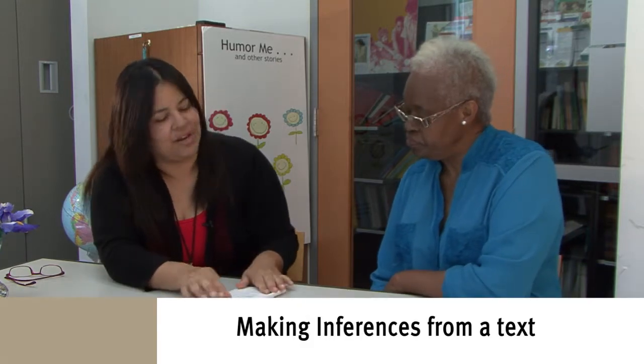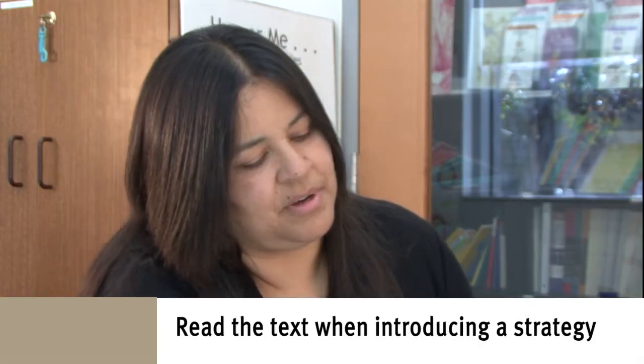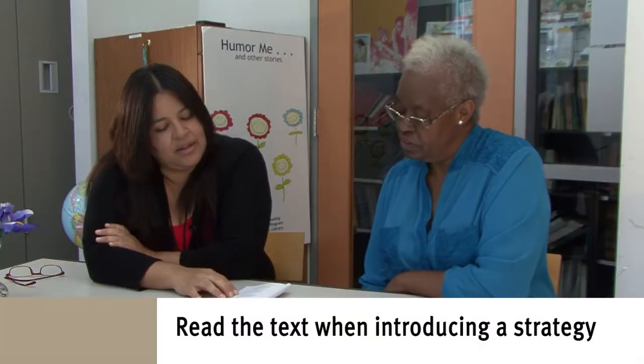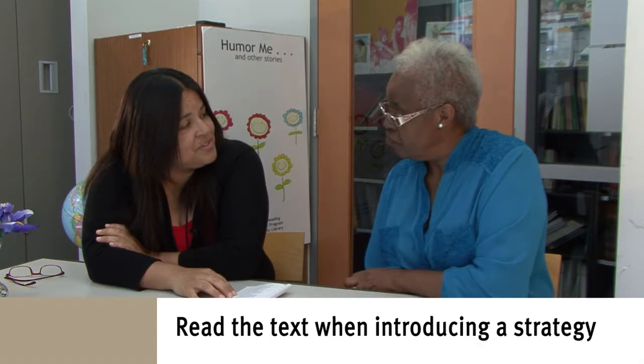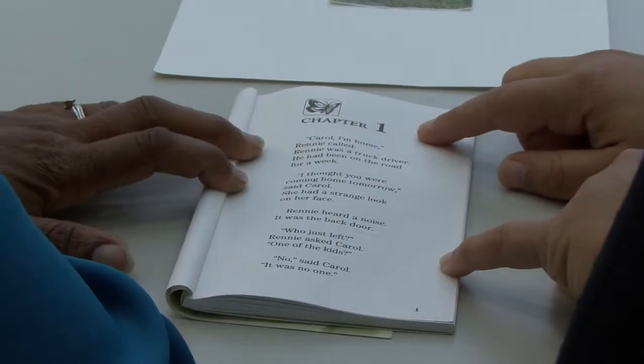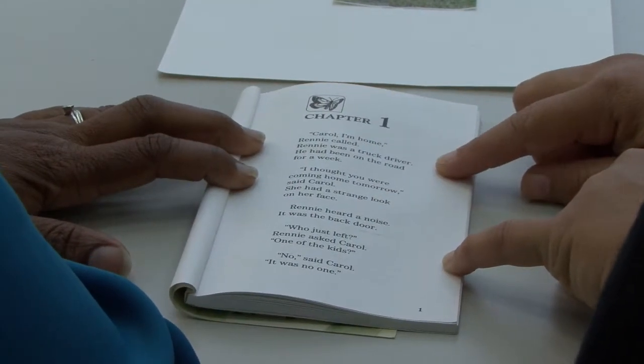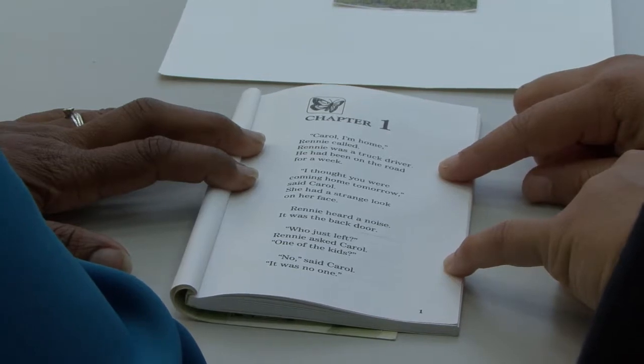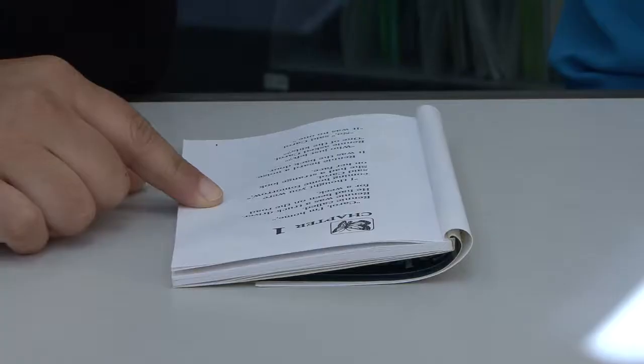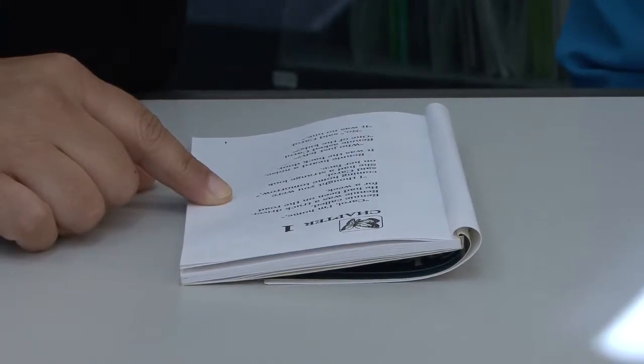Okay. So now we are going to use this racy little book called Takeaway 3 to start making some inferences from what we read, okay? So I'm going to read this to you, and we're going to make some inferences, okay? Okay. All right. So chapter 1. Carol, I'm home, Rennie called. Rennie was a truck driver. He had been on the road for a week. I thought you were coming home tomorrow, said Carol. She had a strange look on her face. Rennie heard a noise. It was the back door.